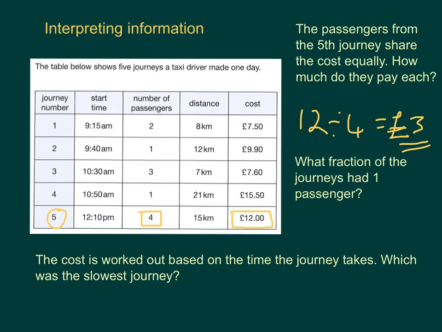Well, of course we'll be saying, well, what are the total number of journeys? There are 5. And how many involved 1 passenger? Well, there were just 2 involving 1 passenger. And then the last question, I think, is the most difficult one.